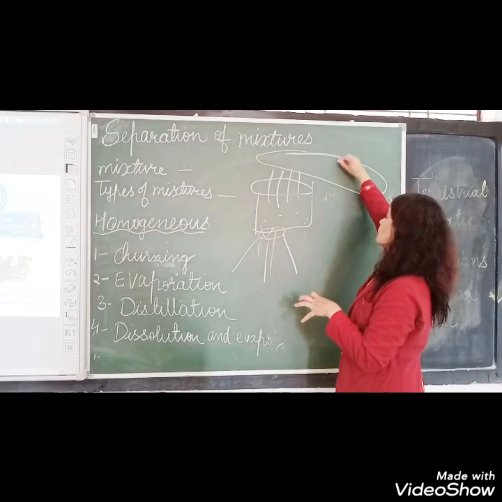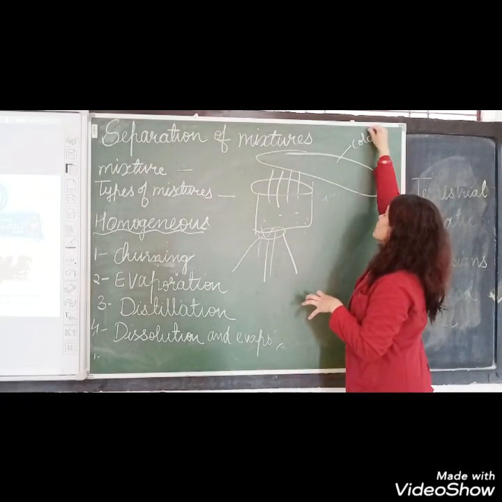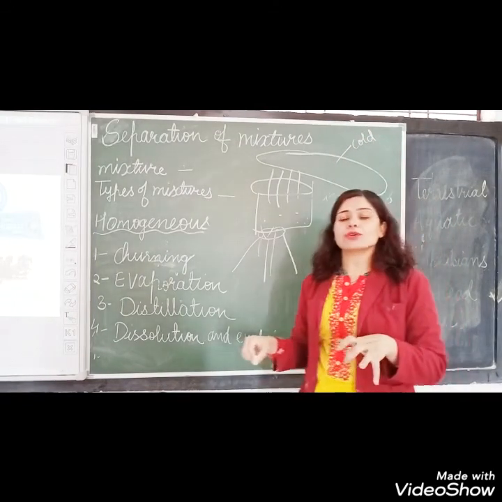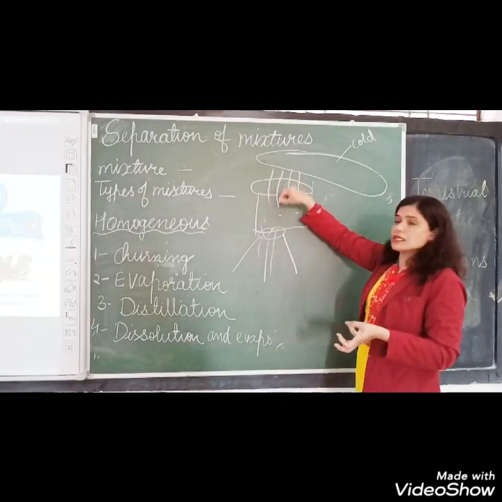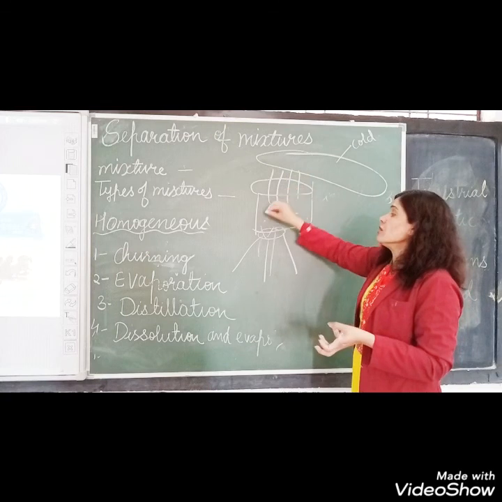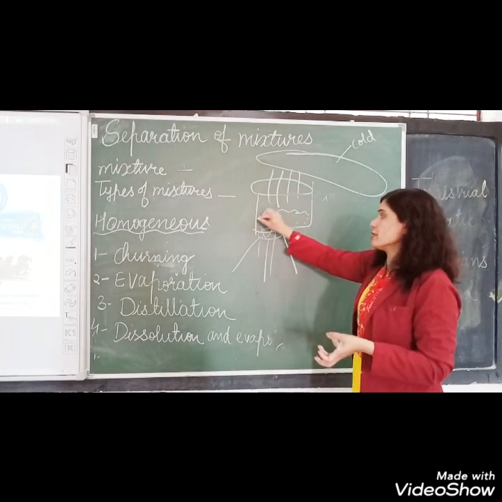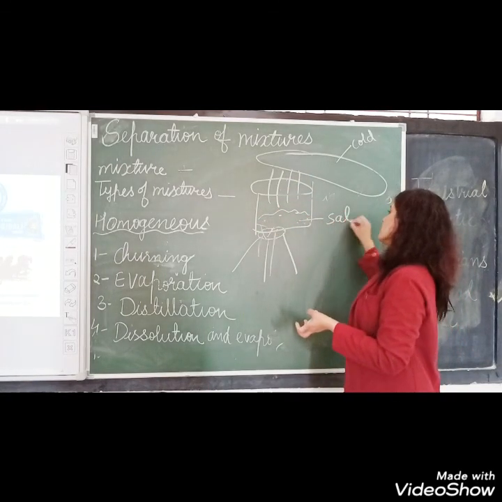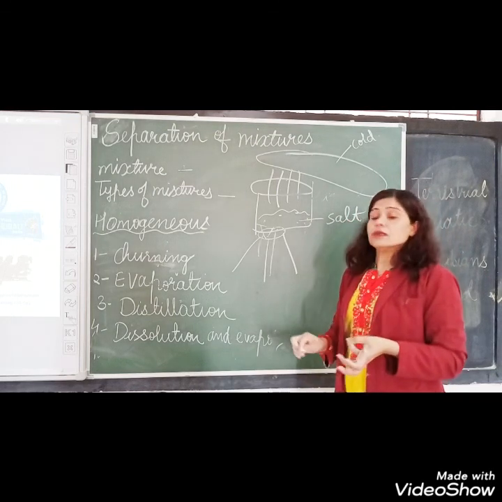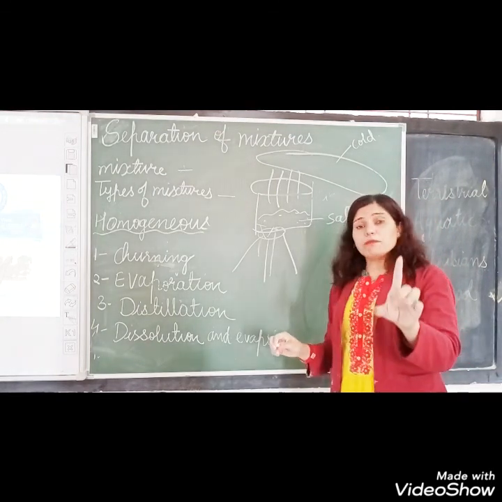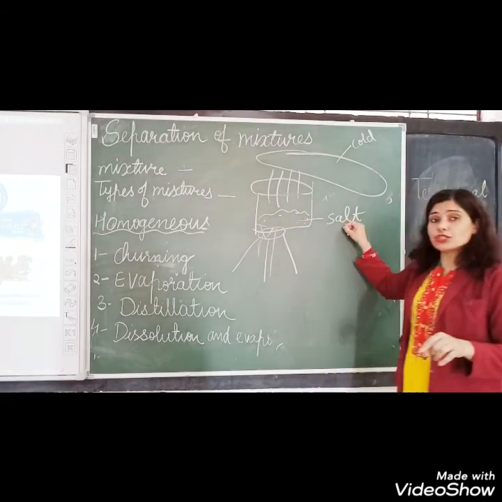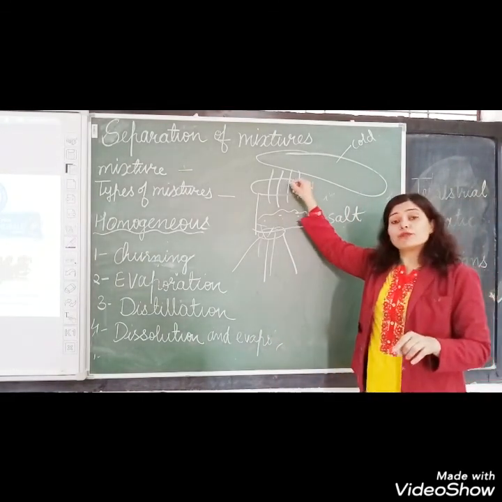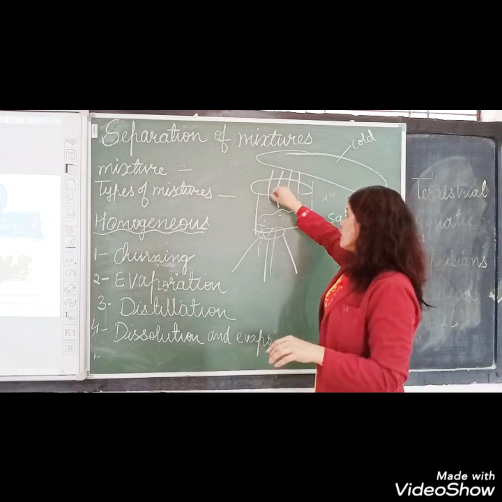The jacket is known as cold jacket. What's happened? First, all these waters evaporate. Only salt remains at the bottom of the surface. So, with the help of the first method, evaporation, we obtain salt, and again we want this water.